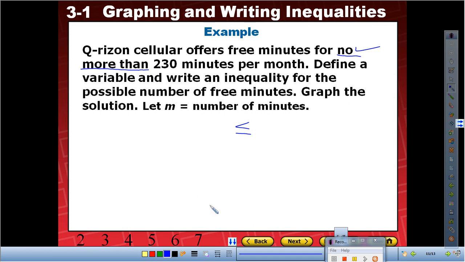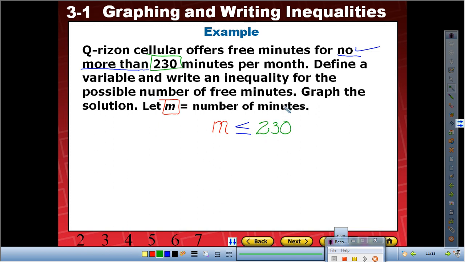Yeah? What variable are they asking me to use? It says let m represent the number of minutes. So where does that go? Yep, right here. All right. And how many minutes are they talking about? 230 minutes, and that goes right there.